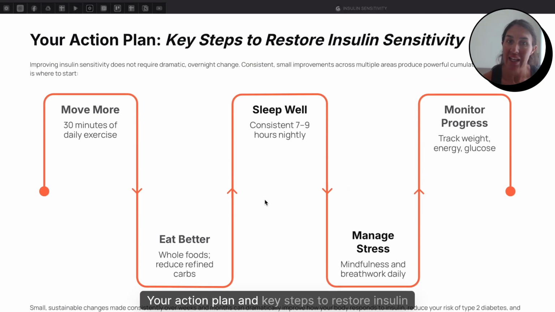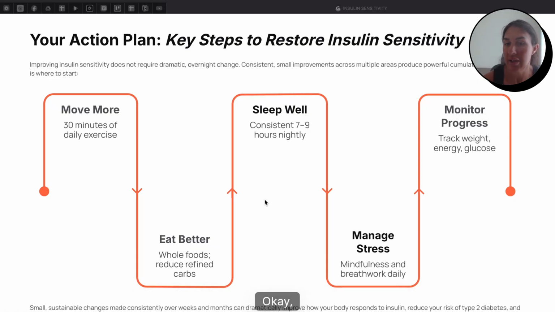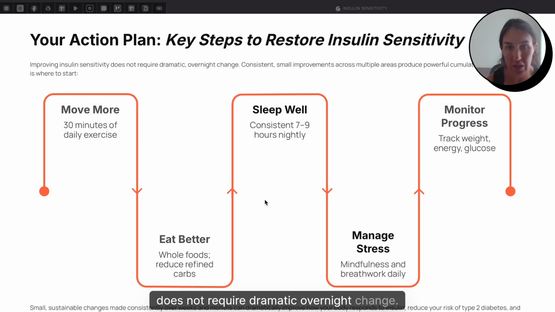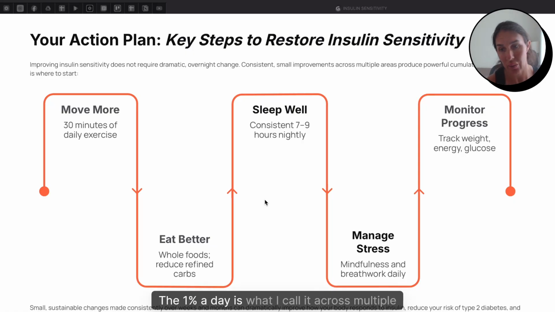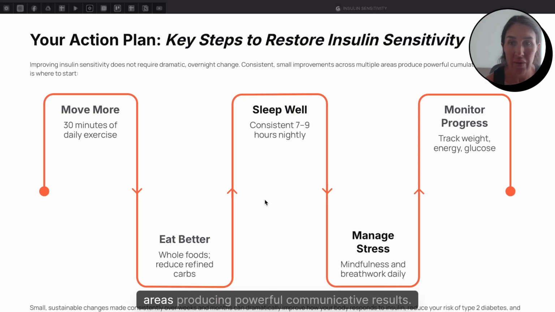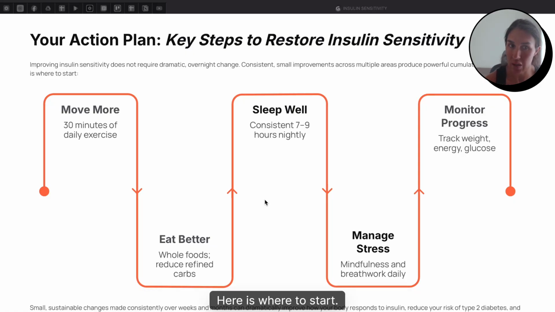Your action plan and key steps to restore insulin sensitivity. Improving insulin sensitivity does not require dramatic overnight change. It's consistent, small improvements, the 1% a day is what I call it, across multiple areas, producing powerful cumulative results. Here is where to start.